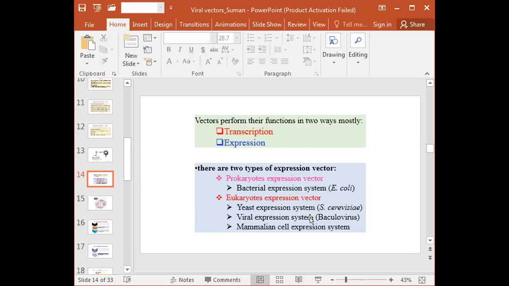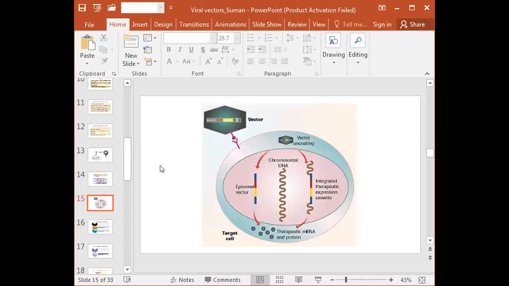The prokaryotic one is a bacterial expression system, mostly the E. coli system. In the eukaryotic system, there are three types: the yeast expression system using Saccharomyces cerevisiae, the viral expression system with maybe baculovirus, lentivirus, retrovirus, adenovirus, or adeno-associated virus, and the mammalian cell expression system. So these are the expression vectors. Here the vectors are targeting the target cells very specifically using the receptor.